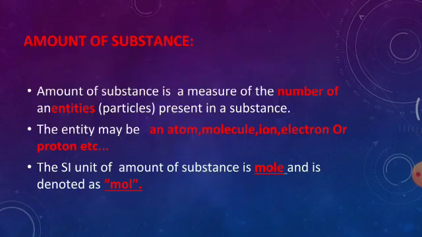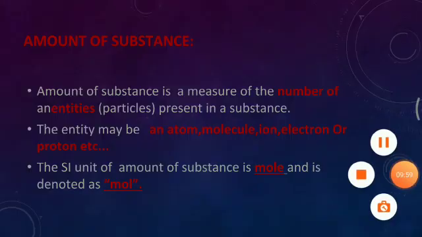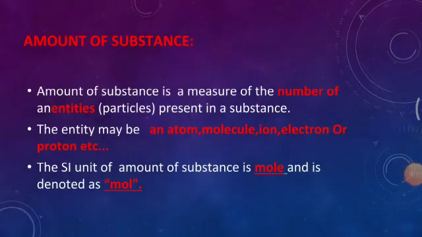Now we are going to discuss the definition of amount of substance. Amount of substance is a measure of the number of entities present in a substance. The entity may be an atom, molecule, ion, electron, or proton. The SI unit of amount of substance is mole and is denoted as mol.